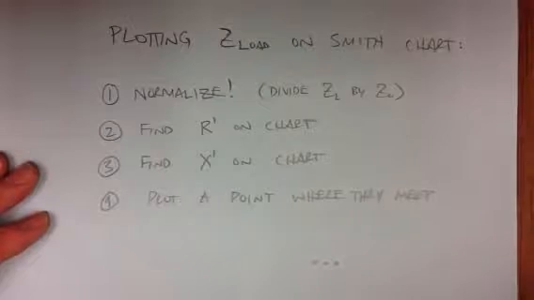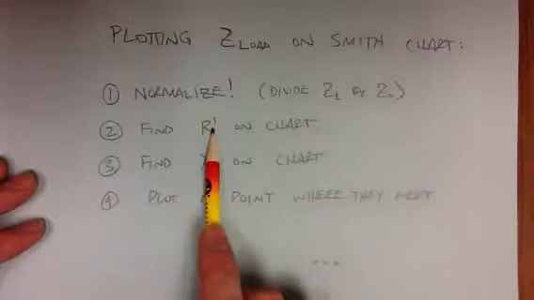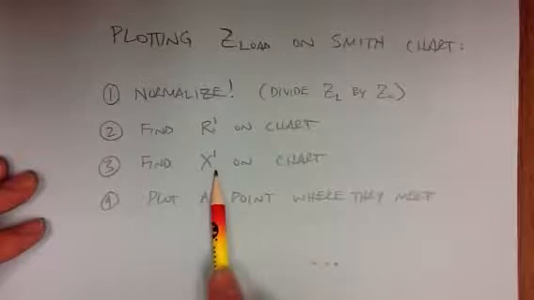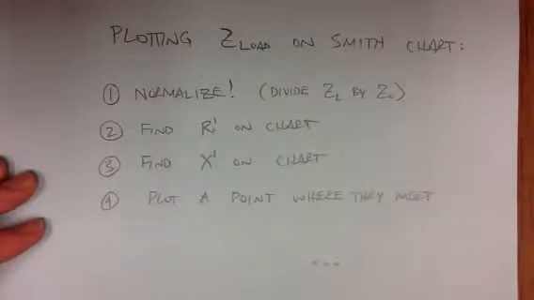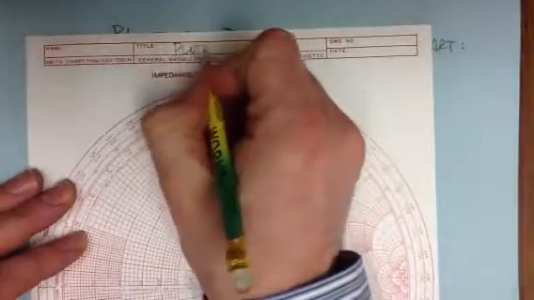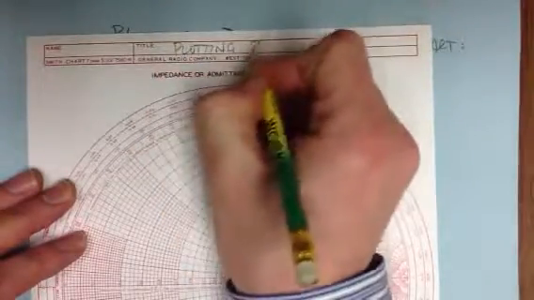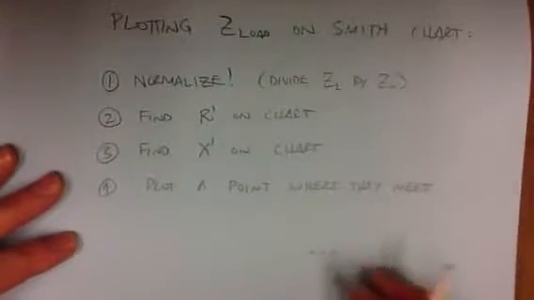So here's how you do it. You normalize, you find the normalized resistive part, the real part, and the normalized reactive part, the imaginary part, and then you plot a point where they meet. I'll show you how to do that. So here's my Smith chart. Plotting impedance. Example.